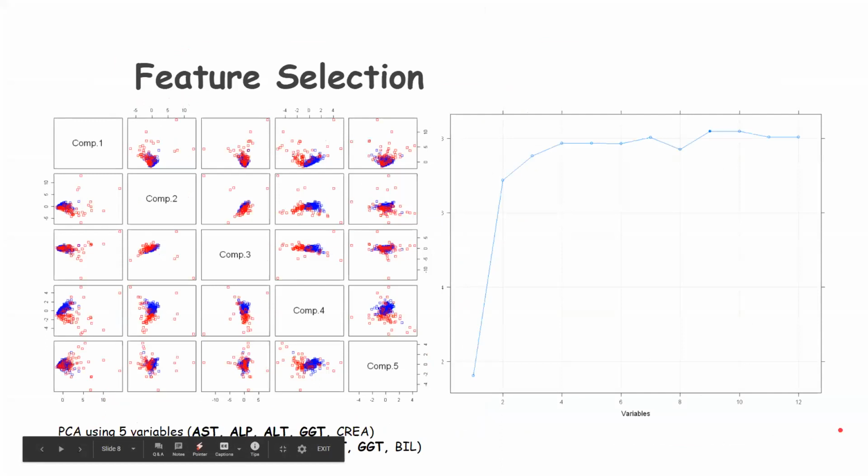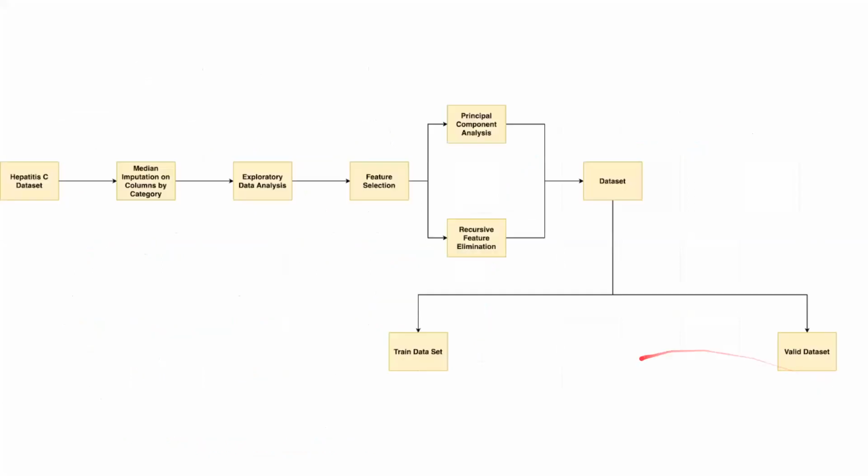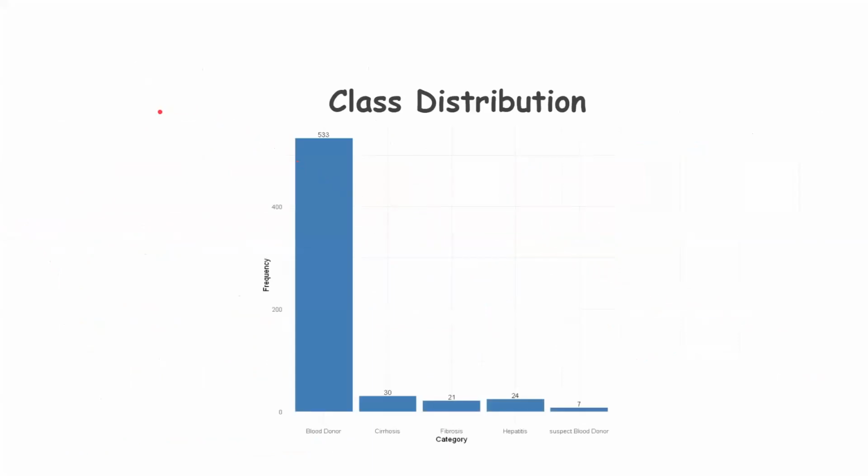In assignment 1, we performed PCA and also recursive feature elimination for the feature selection. And we picked the top 5 variables that we obtained from the recursive feature elimination technique to create the models. Next, we split the data set into a train data set and also a valid data set. Next one, please. All right, so now as you can see here, we have imbalanced class ratio.